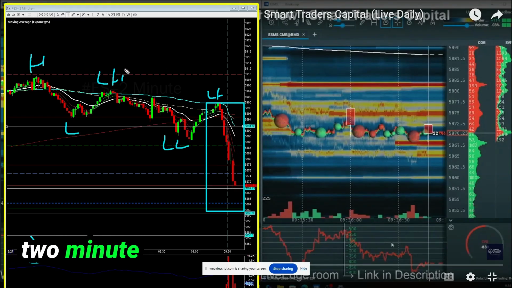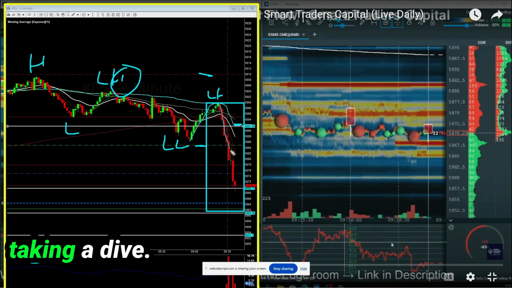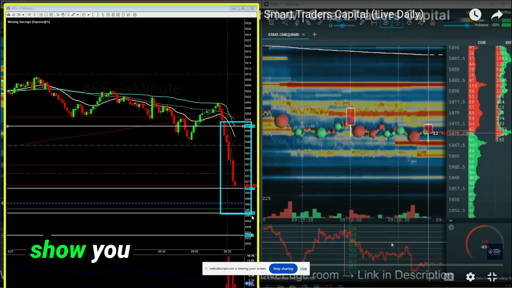This is a 2-minute chart. The blue line is the VWAP. This is the pre-market low, this is the pre-market high, and the market just started taking a dive. We call this a gap and go setup. I wanted to show you how exactly you can identify those patterns. You're looking at the ES chart as well as the Bookmap.